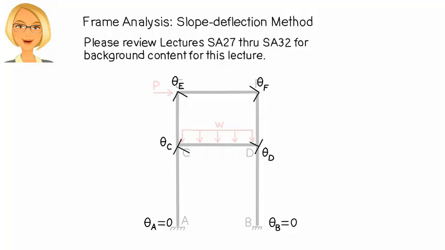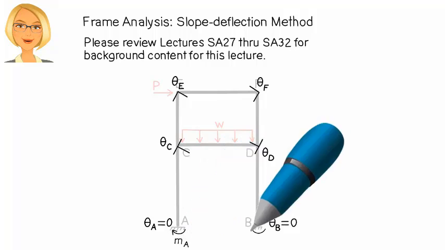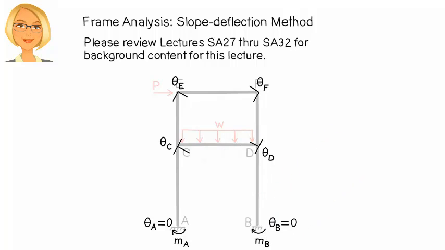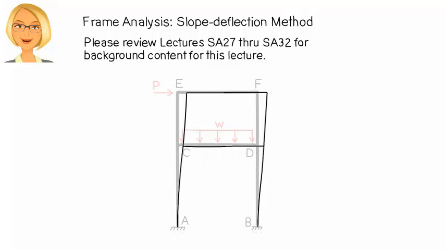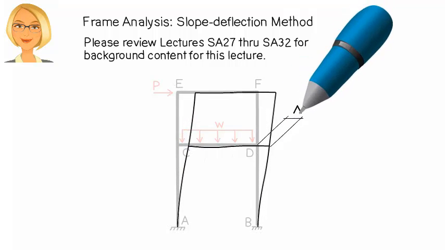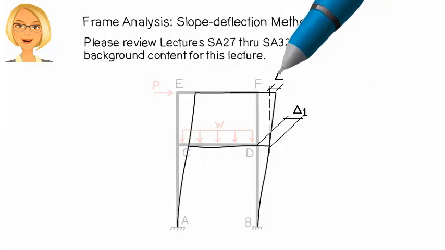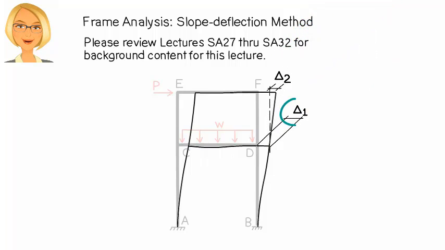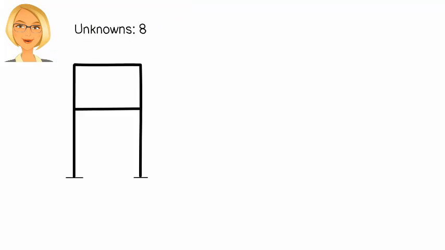Also, we consider moment reaction at A and B as unknown. Let's refer to them as MA and MB. Further, under the applied loads, the frame is going to deform like this. Let's refer to the lateral displacement at the top of the first story as delta 1, and we use delta 2 for the horizontal displacement at the top of the second story relative to the first story. These displacements are also unknown. Therefore, we have a total of 8 unknowns.